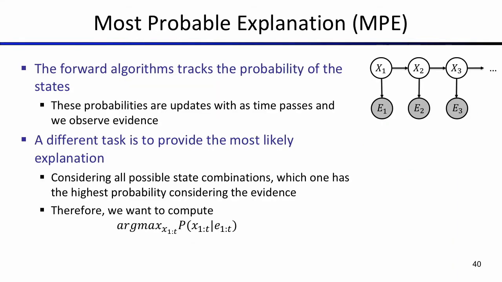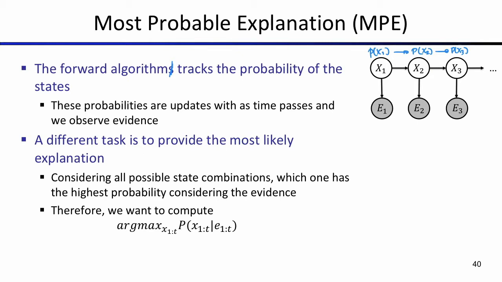So far we have used the forward algorithm, so there is no smoothing here, to track the probability of the states over time. What we have done is to compute the probability of x1, and as time passes and we observe new evidence, the probability of x2, and again time passes and we observe some emission, the probability of x3, and so on.